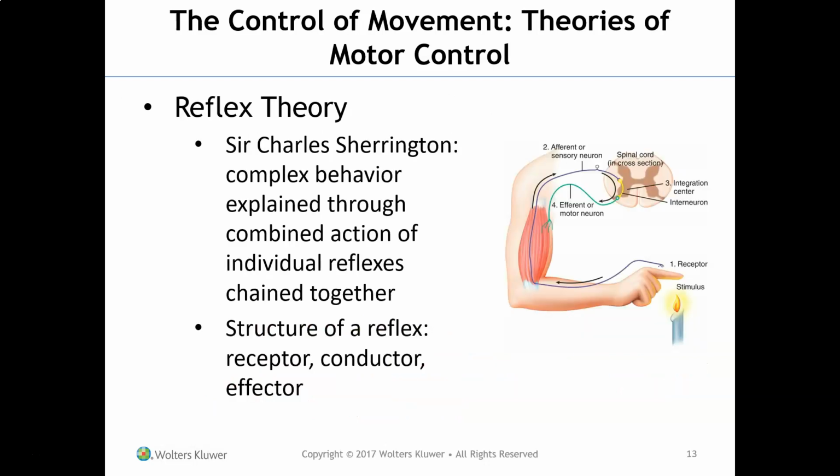Now, let's start with one of the theories. It's called the reflex theory, and that's based on Sir Charles Sherrington. So these are the different theories that we'll go through. Remember, these are abstract ideas. For Sir Charles Sherrington, complex behavior is explained through the combined action of individual reflexes chained together. The structure of a reflex is receptor, conductor, effector. So he focused on the reflex theory, and his research formed the experimental foundation for classic reflex theory. The basic structure of a reflex is shown right here. And for Sherrington, reflexes were the building blocks of complex behavior.